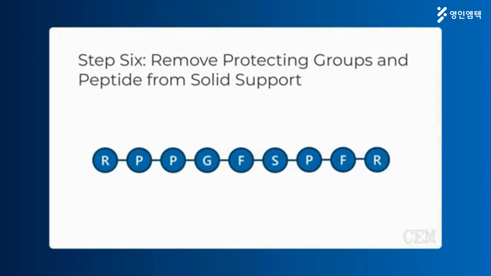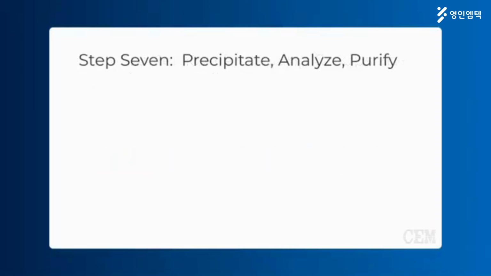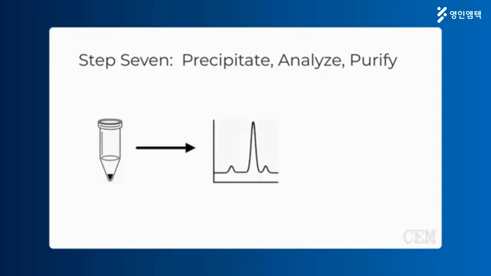The protocol for removing the peptide from the resin can depend on the specific linker being employed, but typically involves treatment with trifluoroacetic acid. This treatment also removes the side chain protecting groups. Once cleaved, the peptide is precipitated from solution, analyzed with LCMS, and if required, purified on preparative HPLC.